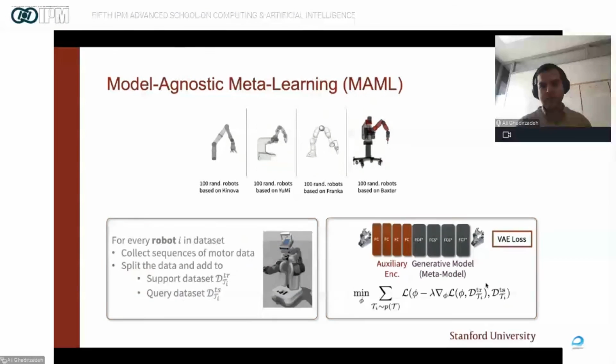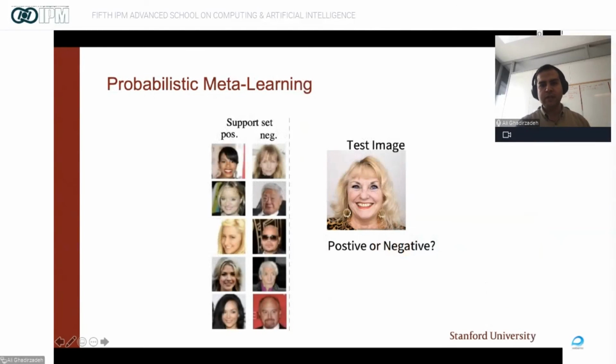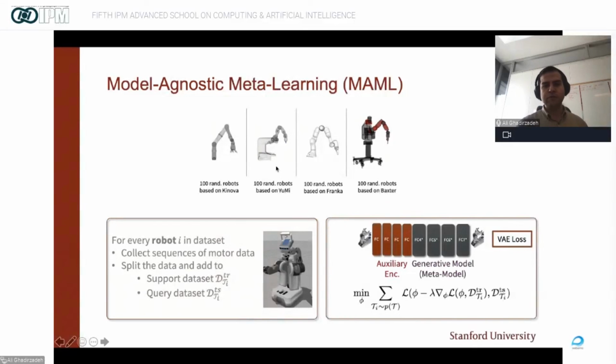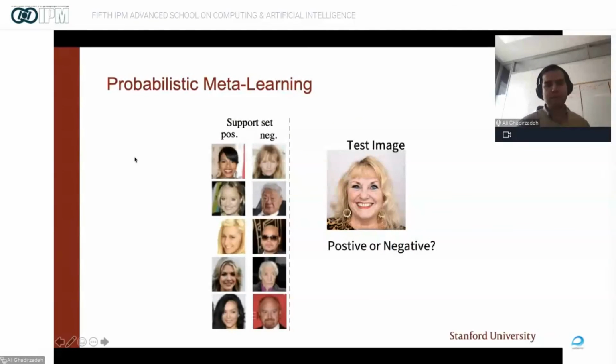I would skip these ones, but here I wanted to say that we need two different properties for our meta-learning. One is that the meta-learning should be probabilistic. Why is that? Because we are talking about few-shot adaptation, and given few-shot data, the task can be ambiguous. Here's an example of ambiguous data. If you are provided this dataset, with these positive samples and these negative samples, and you are given a new image like this, it's not really clear if it's positive or negative, because some attributes belong to the positive class and some to the negative class. That's why we sometimes need probabilistic meta-learning.